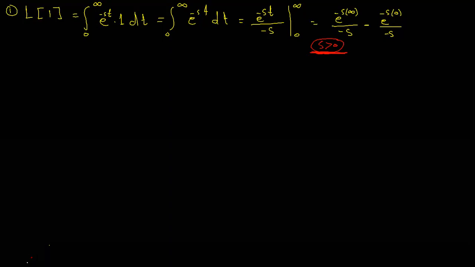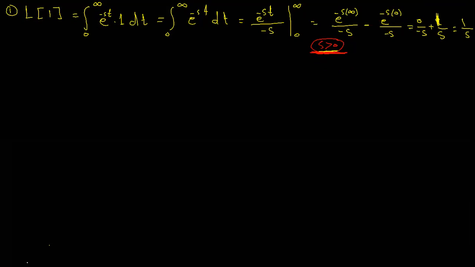Okay, let me write my answers now in yellow. So if s is greater than 0, I have 0 divided by negative s. Here negative and negative, it is plus e to the 0, it is 1, so it is 1 over s. You can memorize that Laplace of the number 1 is 1 over s under this condition. And this condition gives me the domain. He is asking me to find the domain of my function. So s must be greater than 0.